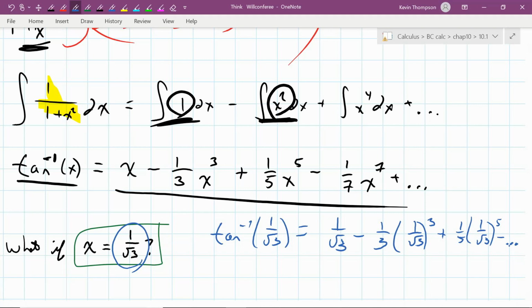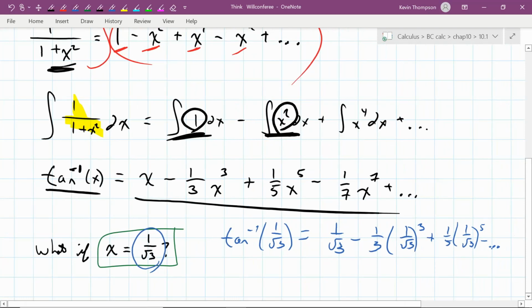I've got time. Is it pi over 3 or is it pi over 6? It's pi over 6? Are you sure? Yeah. Okay, well, if this is pi over 6, then this is pi over 6.